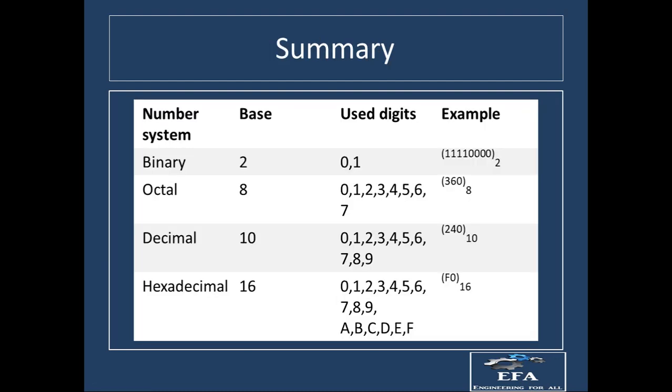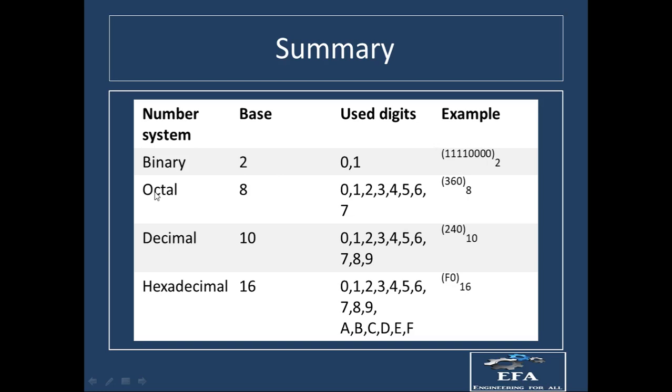So in sum, let us revise the number system summary. Now we can see over here that when we are having the binary number system, the base is equal to 2 and we are having digits 0 and 1. For example, we can be having 11110000, or any number of ones and zeros can be there in the binary number, and the base is equal to 2.